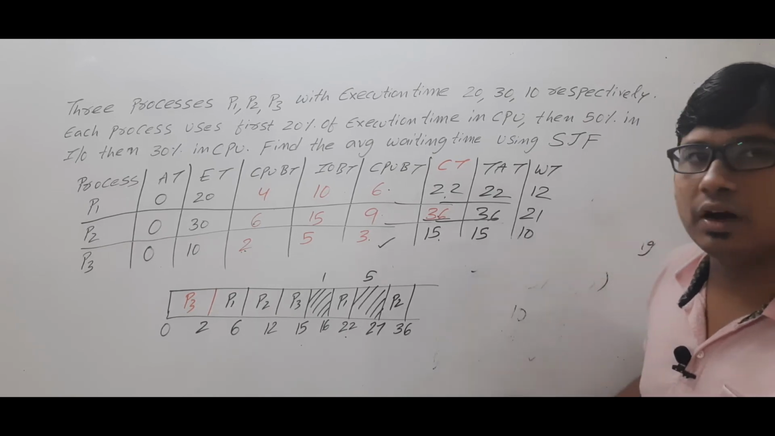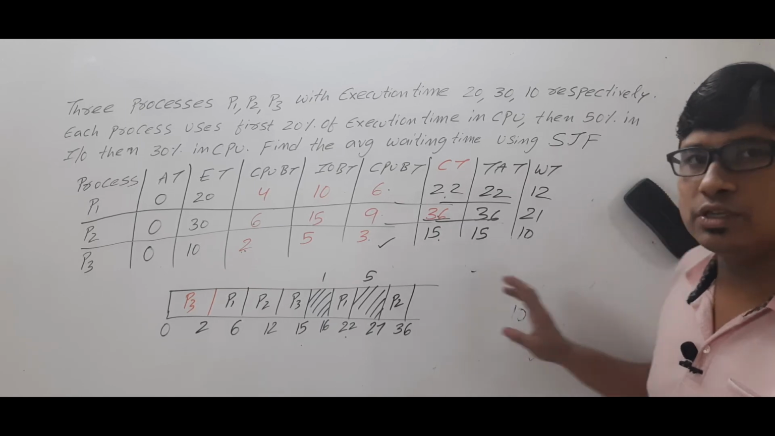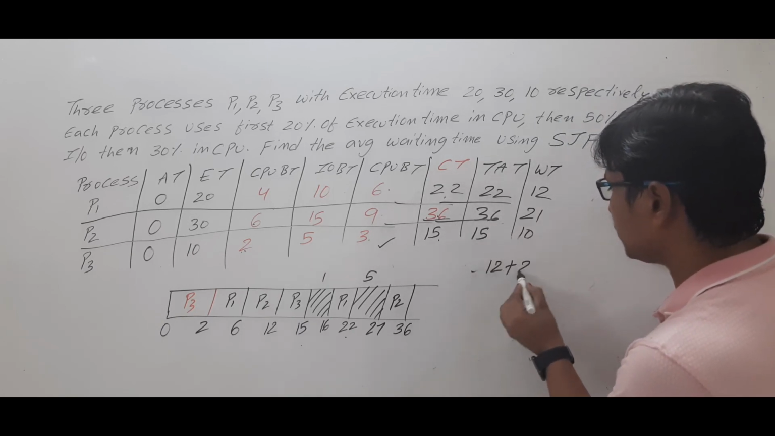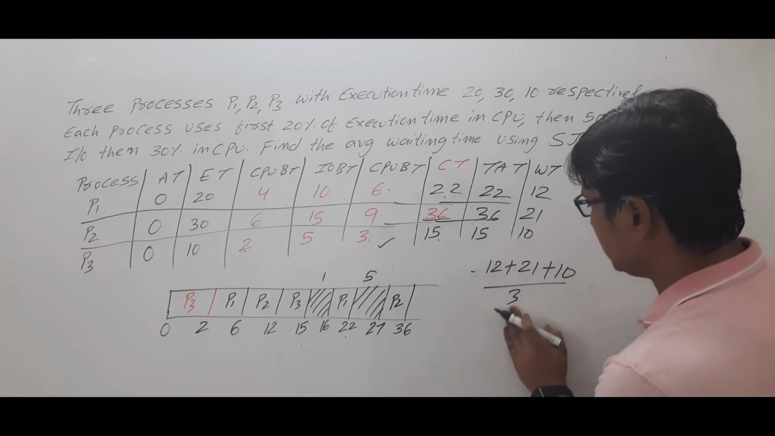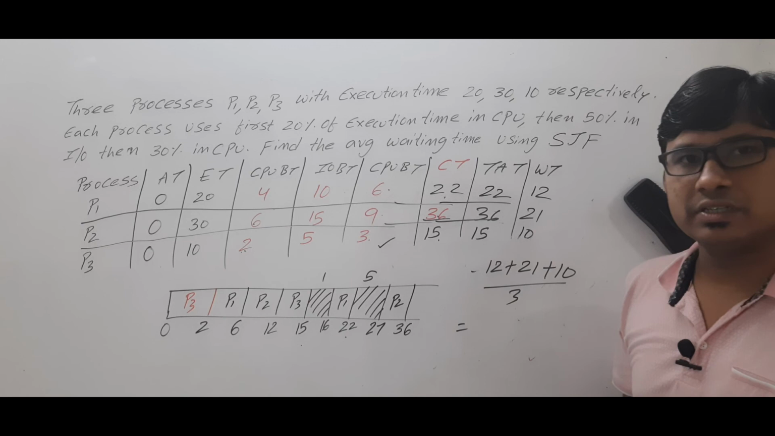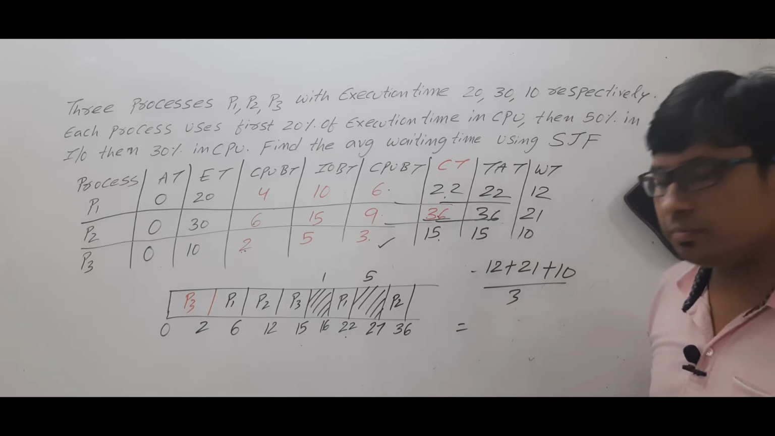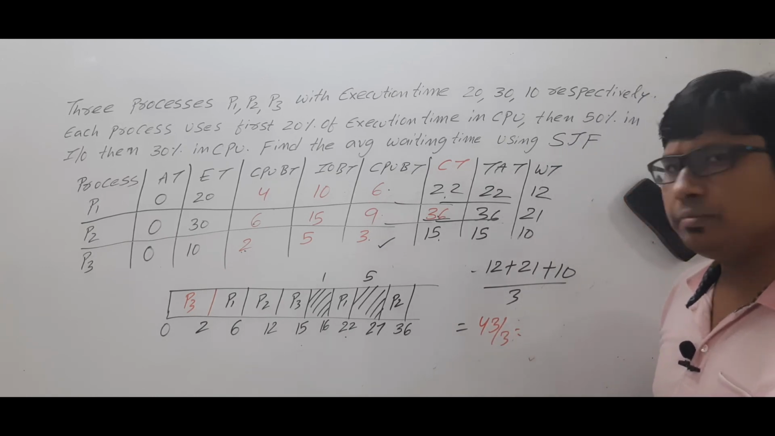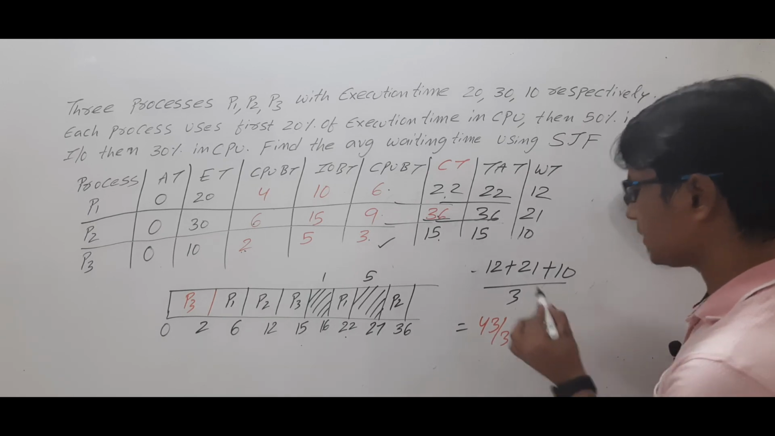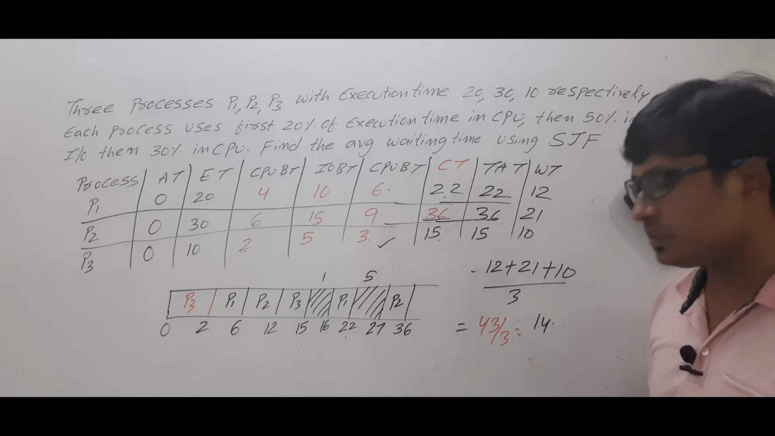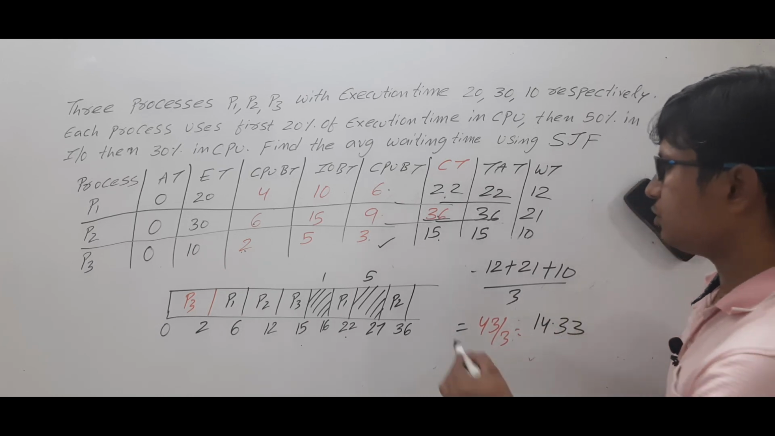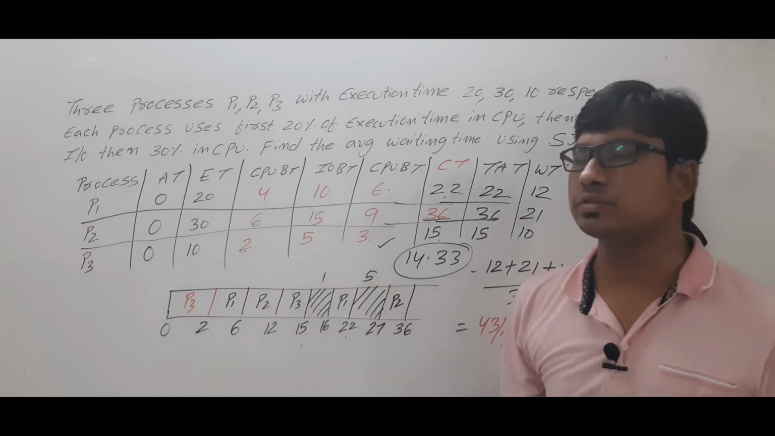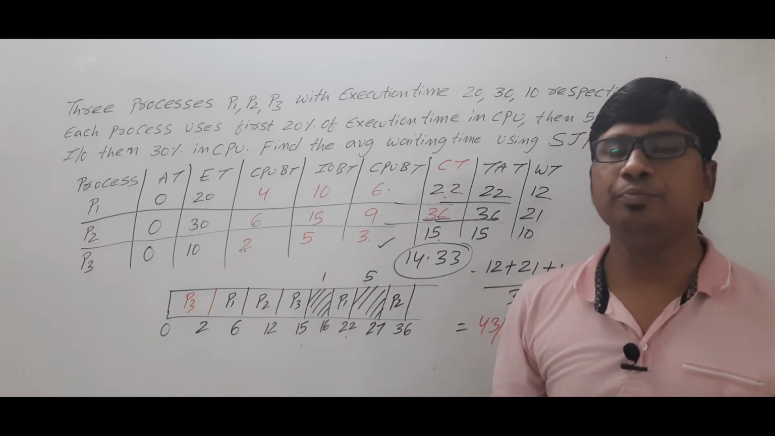Now we can easily compute the average waiting time. Average waiting time is equal to the sum of all the process waiting times divided by the number of processes, which is equal to (12 plus 21 plus 10) by 3. 21 plus 12 is 33, and 33 plus 10 is 43. 43 by 3 is equal to how much? 3 fours are 12, so 14. Is it clear? Are you able to understand? And then you have 1 by 3, which is 0.33. So you will roughly get 14.33 as the average waiting time to execute these three processes using the shortest job first scheduling algorithm. I hope you have understood this question.